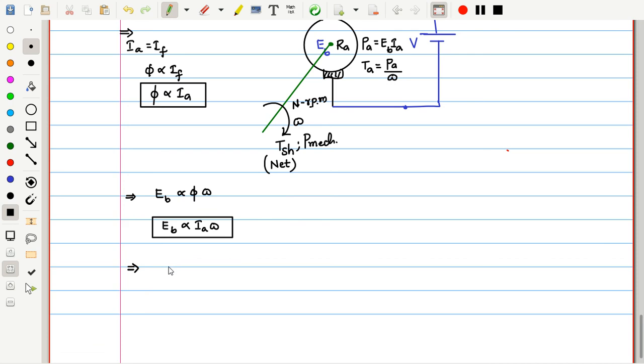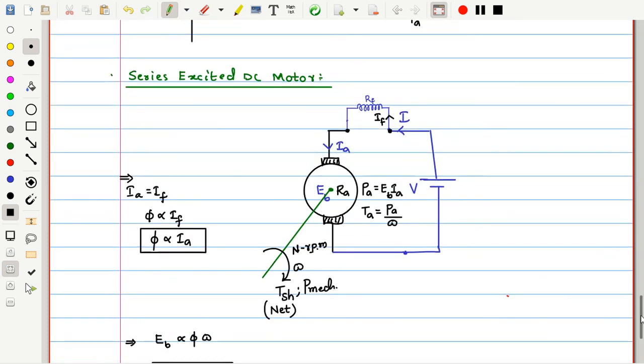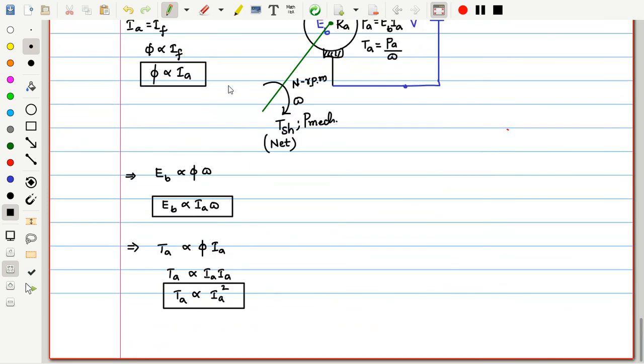The third conclusion here is the torque. We know torque is proportional to flux into armature current. But for a series machine, what is the flux? Flux is proportional to armature current. So can I say Ta is proportional to Ia into Ia, which gives Ia square. I am using only one simple expression for torque and another for induced EMF, and based on these two and the schematic view of the machine, I am trying to interpret some results. These are simple, but you have to observe very carefully.